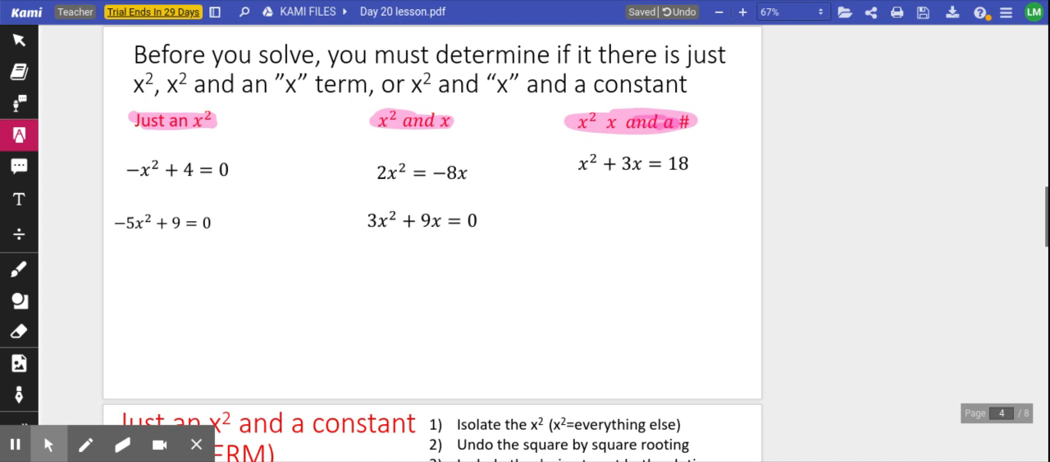So the first thing we're going to look at is these first two equations over here. We just have an x squared term and then a constant. Okay, x squared term, constant. That's going to be important because we're going to solve these by square rooting. So let's take a look at how we do that.